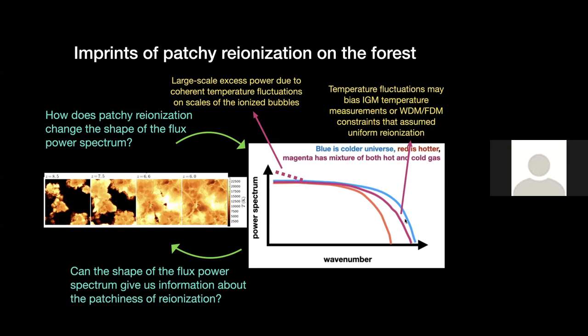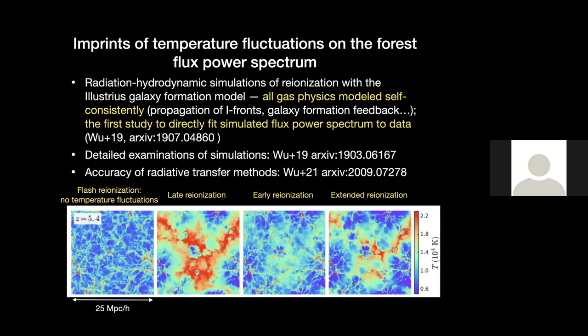And then secondly, if we can detect this change in the shape of the flux power spectrum due to patchy reionization, then can we use this information to help us constrain the patchiness of reionization? So these are the questions of this project. And then what we did to answer these questions is that we ran radiation hydrodynamic simulations of reionization.